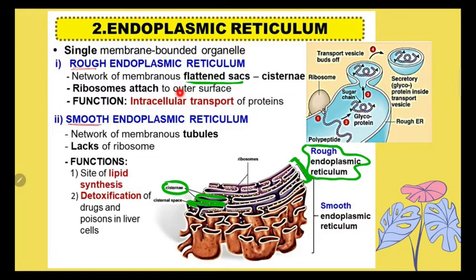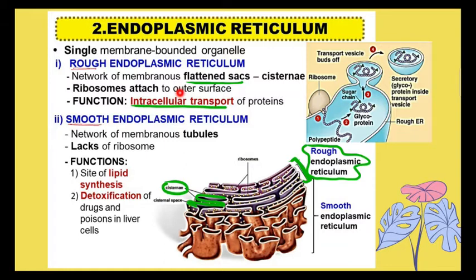And why is it named rough endoplasmic reticulum? Because there is a presence of ribosomes attached to its surface. The yellow color here is all ribosome. So what is the function of rough endoplasmic reticulum? Please take note. It is for the intracellular transport of protein, which means it helps in transport of protein within the cell, di dalam cell. That is the meaning of intracellular. Dia mengangkut protein di dalam sel, bukan keluar daripada sel.